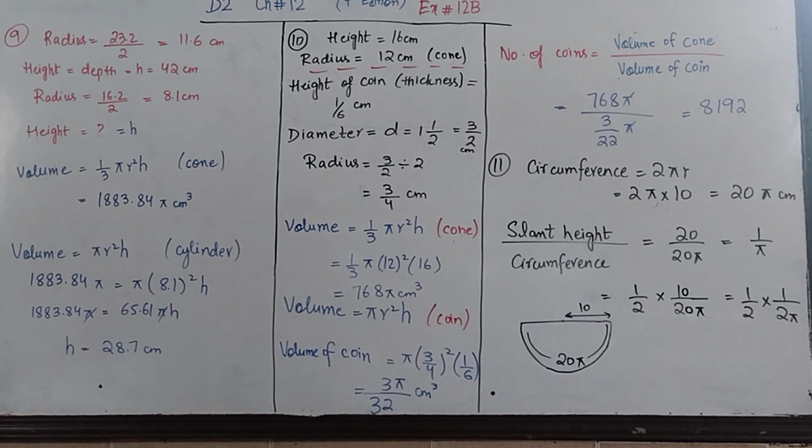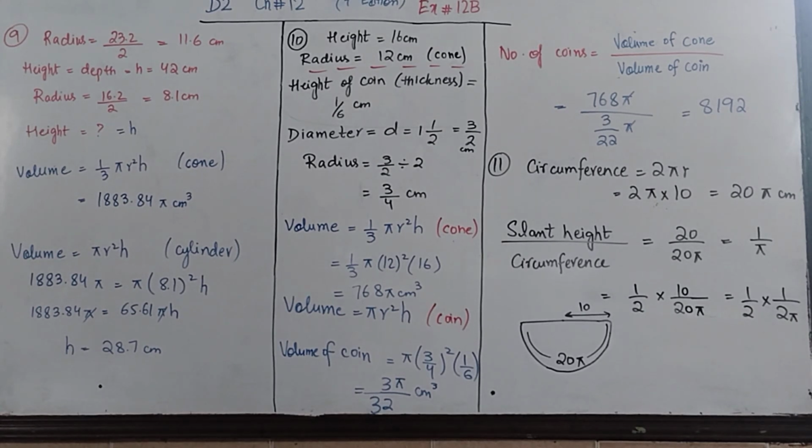Next you have to find the volume of the cylinder, but the question says the water is poured into the cylindrical tin. It means the volume of the cylinder and the cone is the same. So the volume of the cone, you use it in the volume of the cylinder. The volume formula for the cylinder is pi r square h.